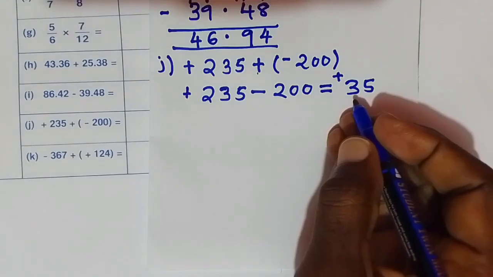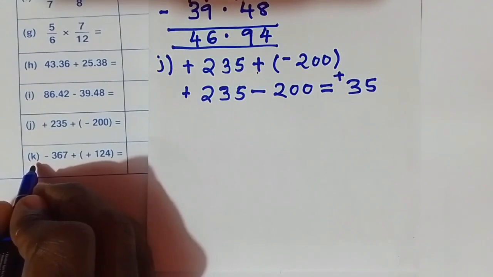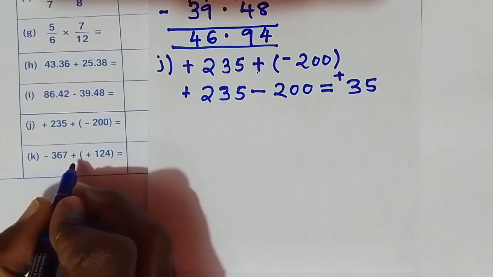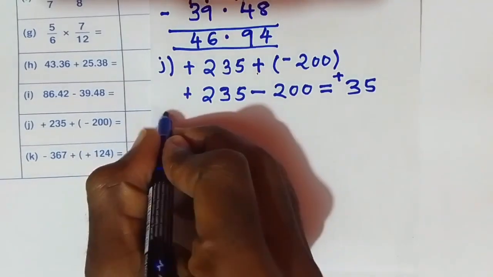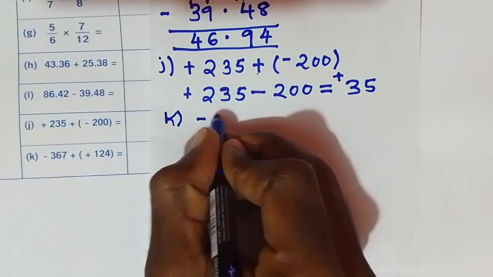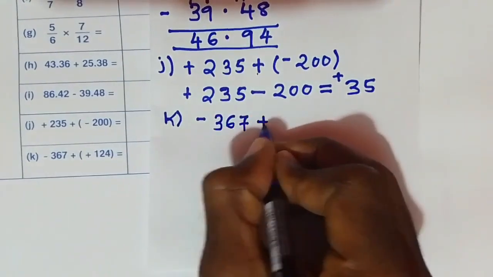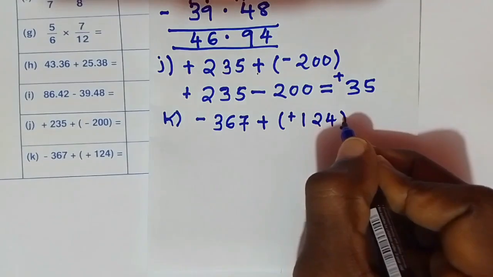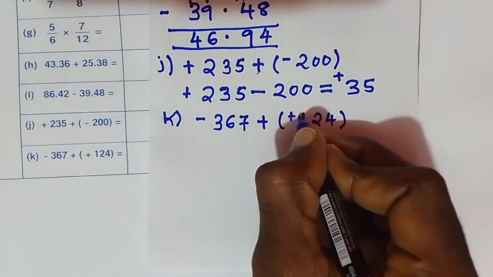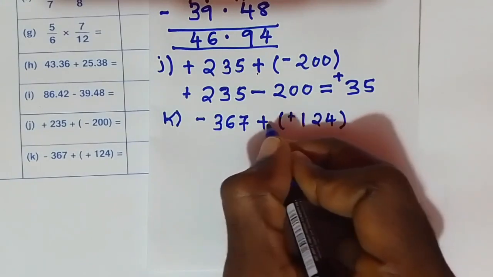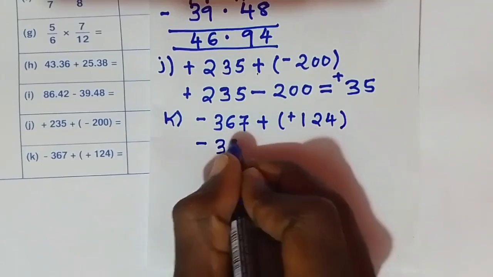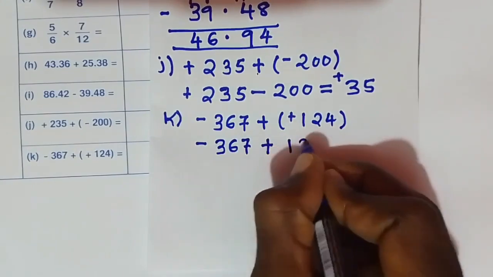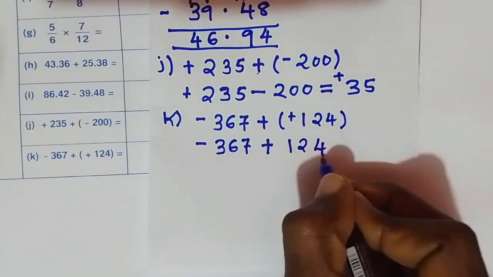Let us finish the last question. K, they gave us also an integer question, that is negative 367 plus positive 124. The first thing, we are going to combine these two signs to become a single sign, and we are going to do that by multiplying these signs. Positive multiplied by positive, we are going to get positive 124. Now, it is easy to work out.